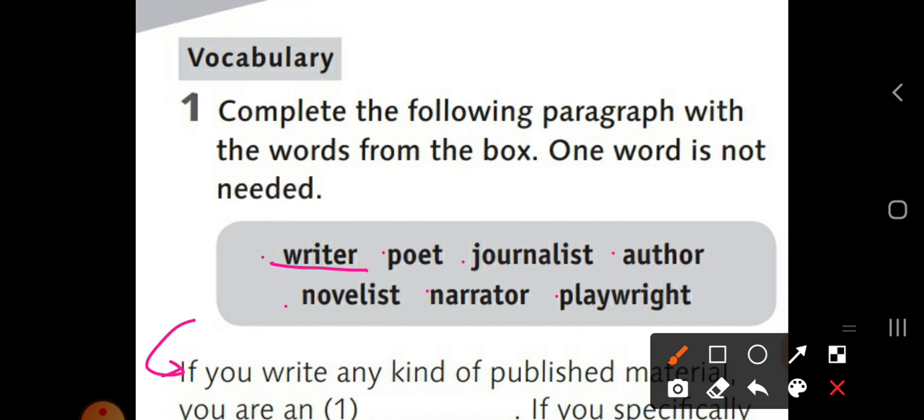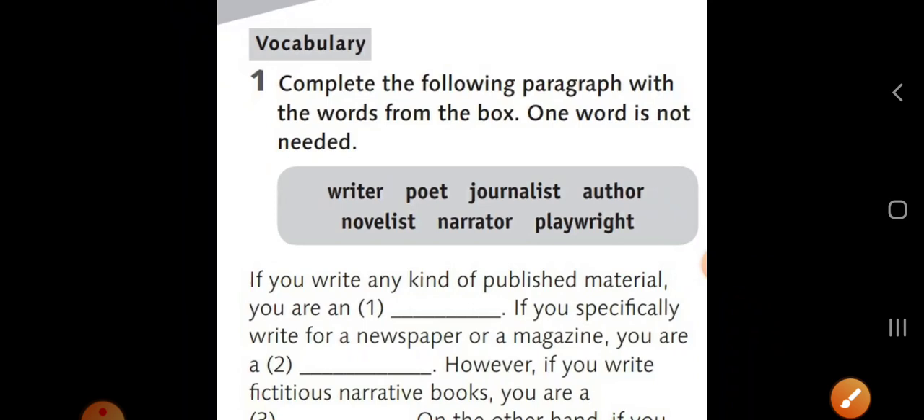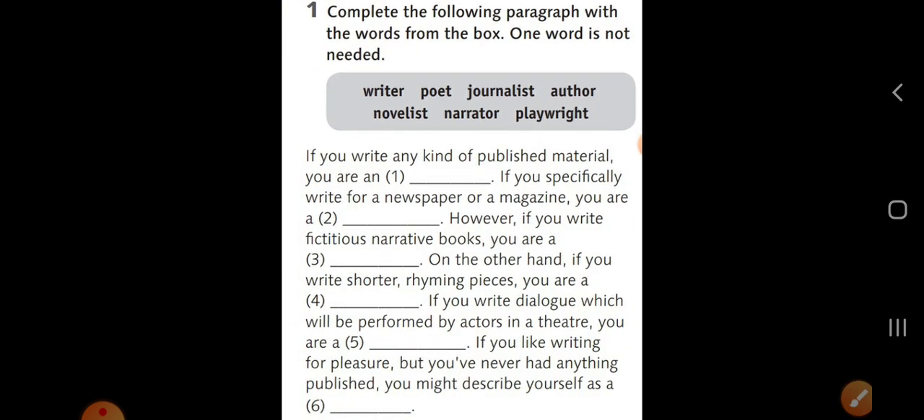Novelist. Someone who writes novels is a novelist. كاتب الروايات. Narrator. Someone who narrates the stories or in the story. راوي. Playwright. Who writes plays is a playwright. كاتب مسرحي. Okay? So after we have revised these words, let's do the exercise of filling the gaps with the correct words.